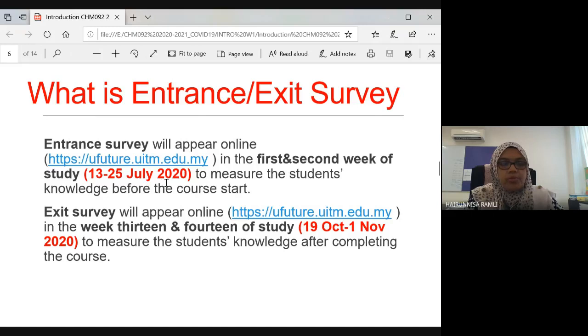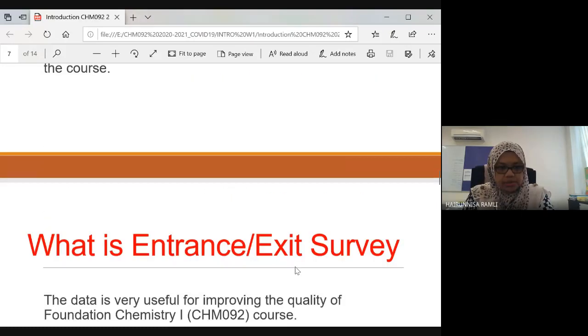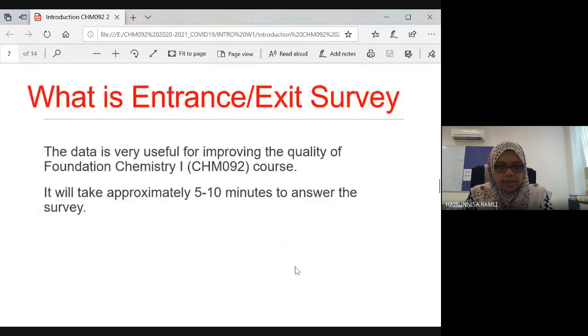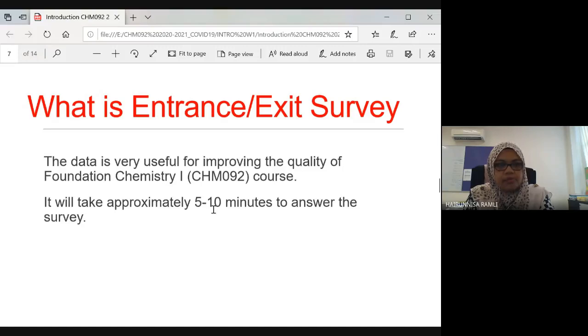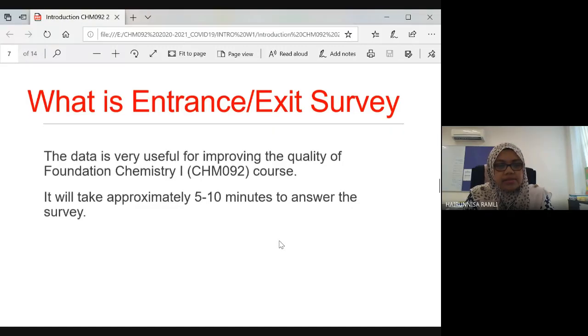Okay. Kalau boleh buat hari ni teruslah. Because this one is to measure your knowledge before the course starts. So kita dah start hari ni kan, so better you buat awal. And then you also will answer the exit survey on the 13th and 14th week. So for those yang tak tahu, the entrance and exit survey will take approximately only 5 to 10 minutes. Tu tak lamalah. Jawab survey saja.